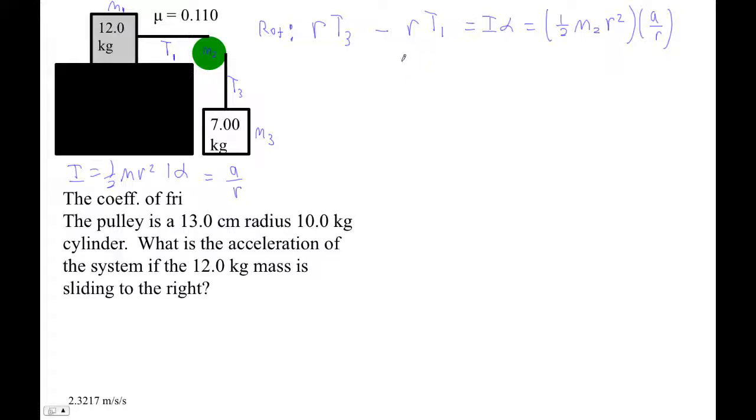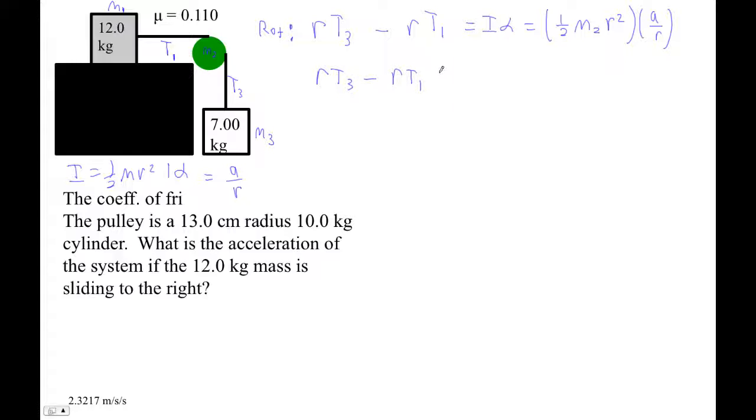Now, let's write that again. So we've got R T3 minus R T1. So radius times the tension in this cable, minus radius times the tension in that, because these tensions are not the same. If they were the same, then this would not accelerate, right? Okay.